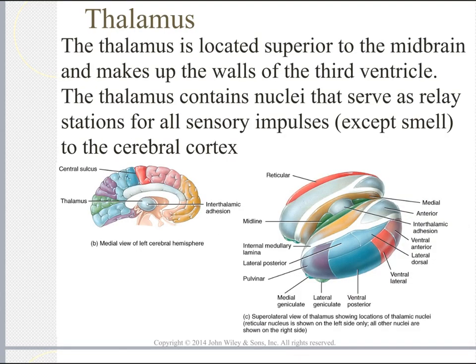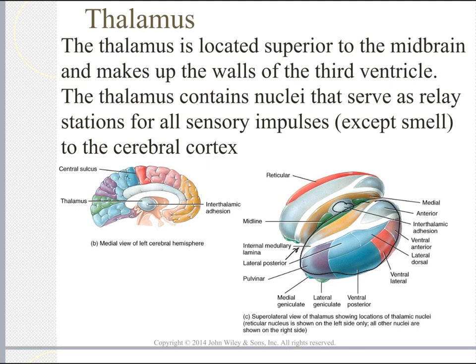Here's a closer look at the thalamus. Again, look at the size and shape, two small eggs. Here's that interthalamic adhesion mass connecting the left and right portions. Now, again, it's located superior to the midbrain and makes up the walls of the third ventricle. So in that space, right here, would be our third ventricle.